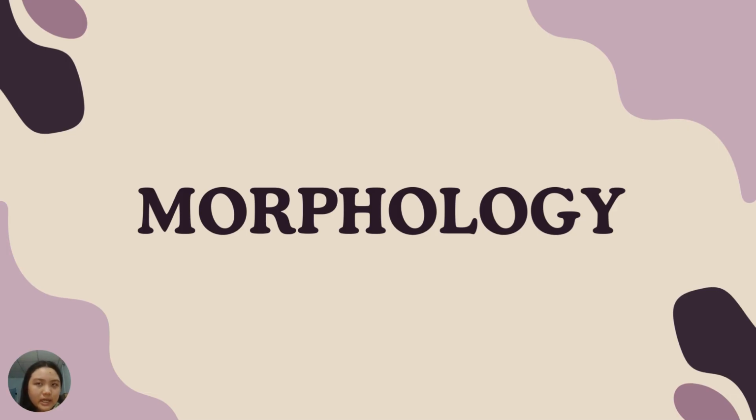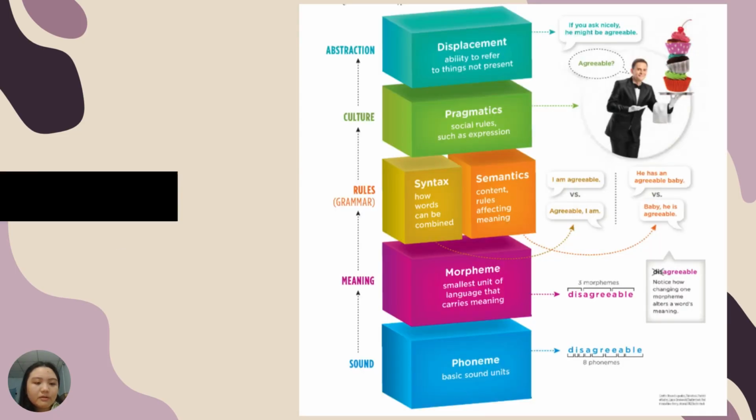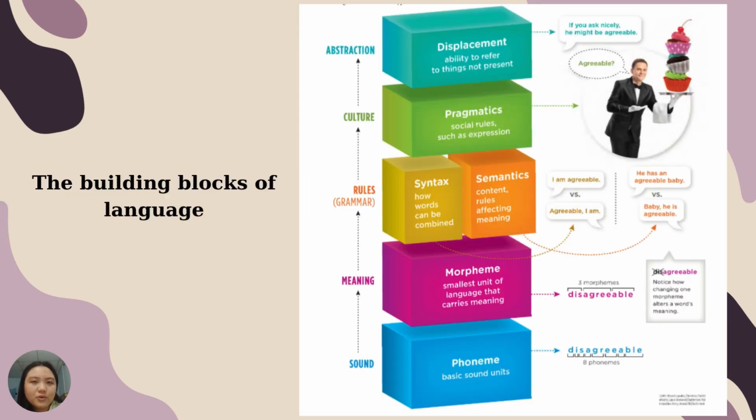Morphology is the study of the structure and formation of words, how they are built from smaller units called morphemes. These building blocks are essential for understanding how language works. Today, we'll uncover how these components shape the language we use every day, providing insight into both familiar and complex words.